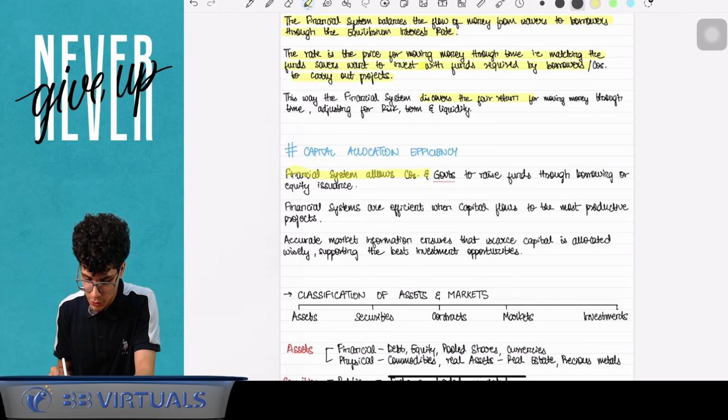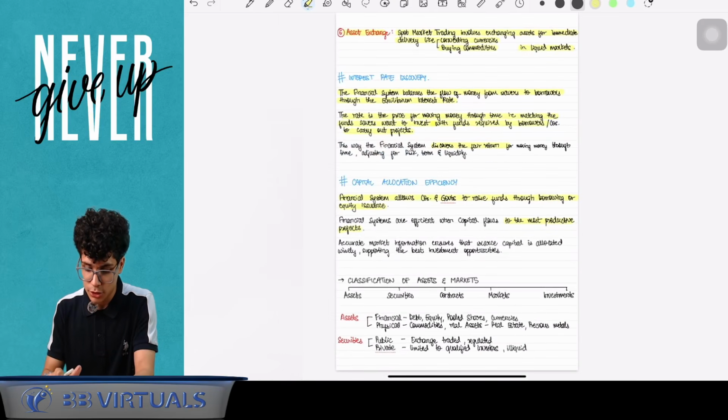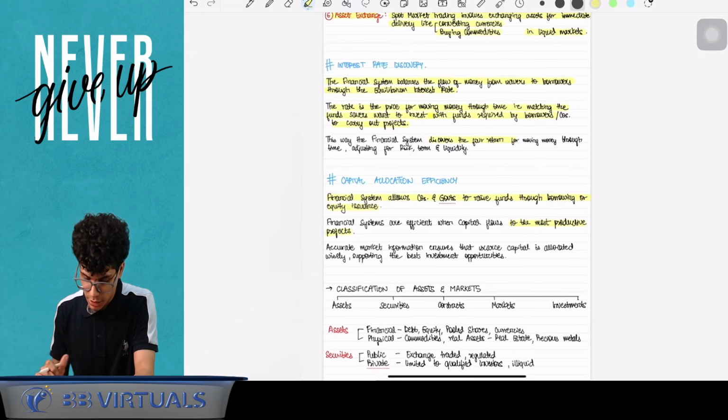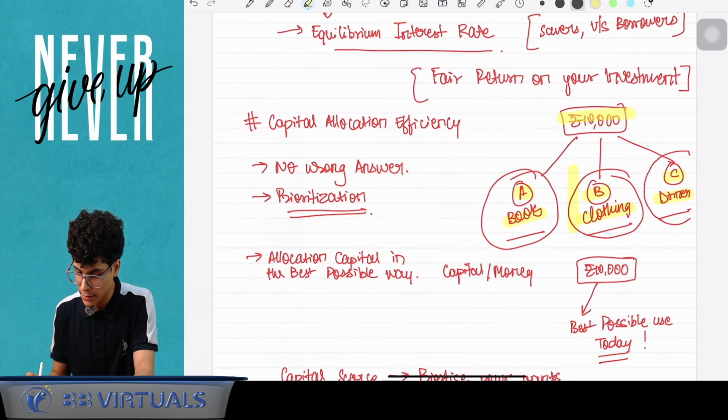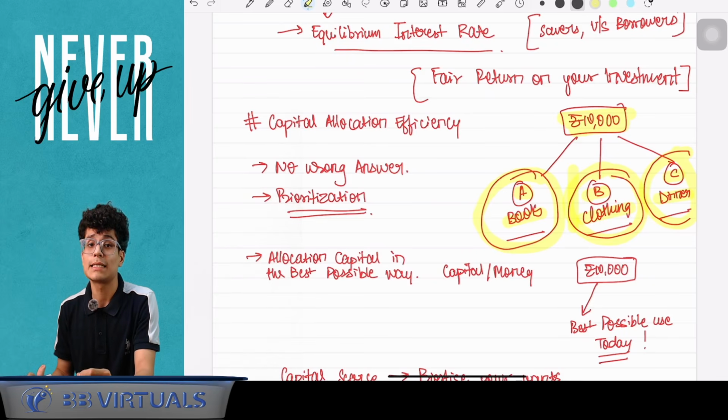The financial system allows companies and governments to raise funds through borrowing and issuing equity. Financial systems are efficient when capital flows to the most productive projects. ठीक है. Accurate market information ensures that scarce capital is allocated wisely, supporting the best investment opportunities. So now the question comes, अगर आपके पास 10,000 से ज़्यादा होते, you would have been able to prioritize all these wants. But the fact that 10,000 is limited, we are able to understand that capital is scarce and it should go to the best possible use.